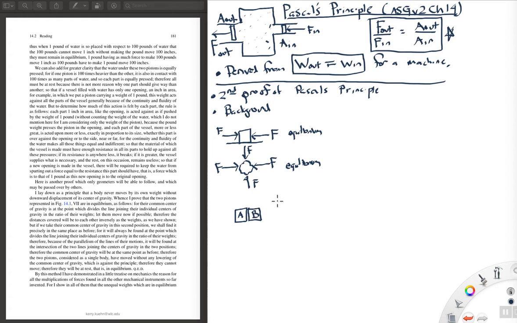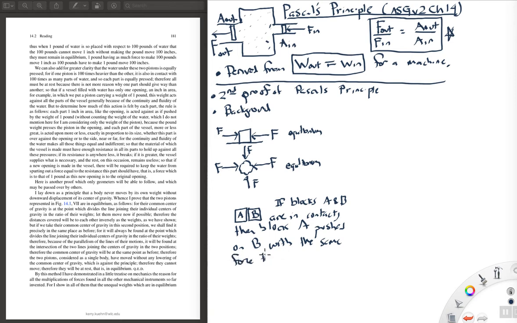So here's a fundamental piece of information that we're going to need to keep in mind, that if blocks A and B are in contact, then block A pushes on B with the same force that B pushes back on A.